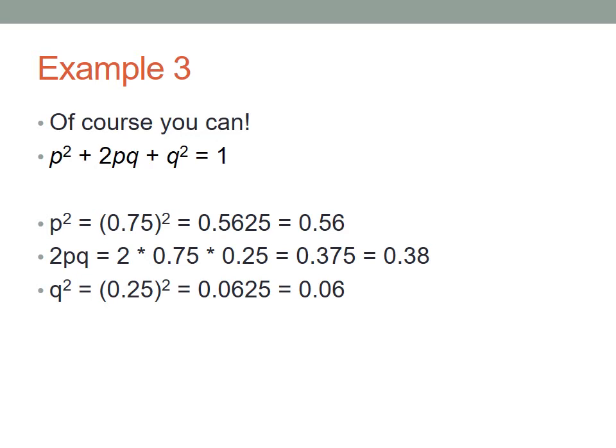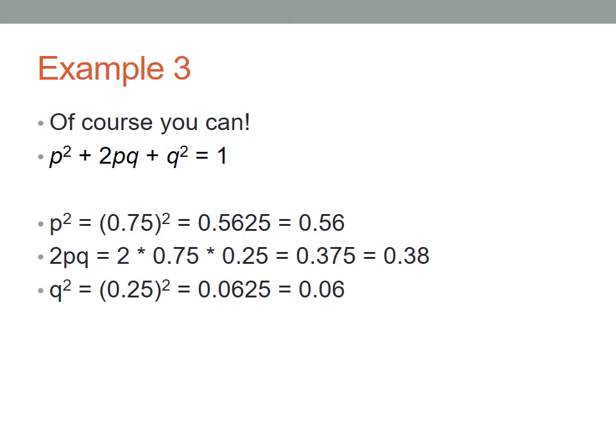How about our heterozygotes? Our heterozygotes are that 2pq. So 2 times 0.75 times 0.25 equals 0.375. Or, if we round it up, 0.38. So 38% of our population is going to be a heterozygote.